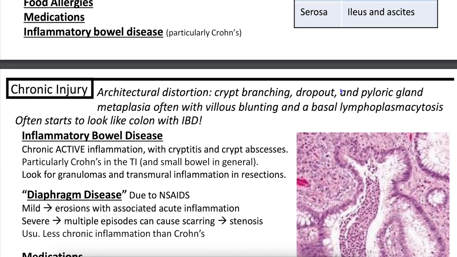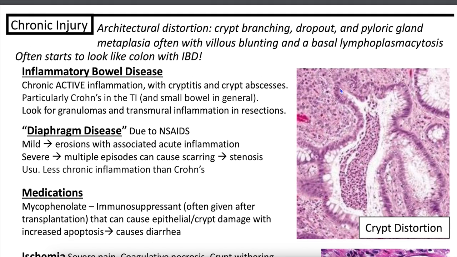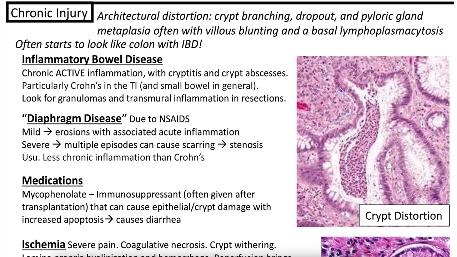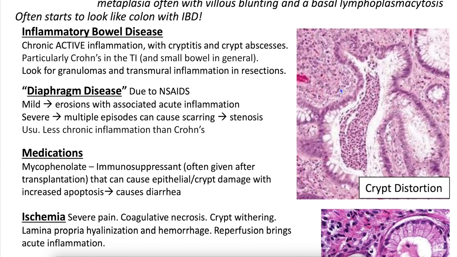Chronic injury, when you have crypt branching, dropout, pyloric gland metaplasia, villus blunting, basal lymphoplasmacytosis, looks like colon with IBD. Think about IBD, diaphragm disease due to NSAIDs, with usually less chronic inflammation than Crohn's.